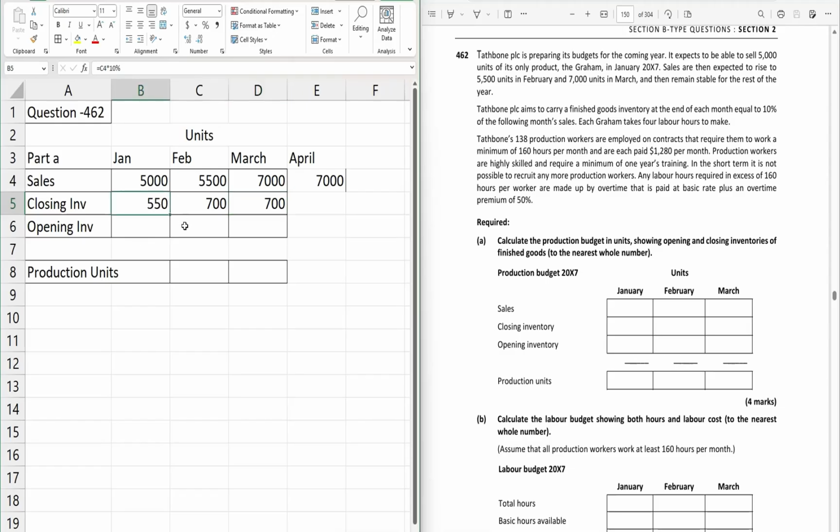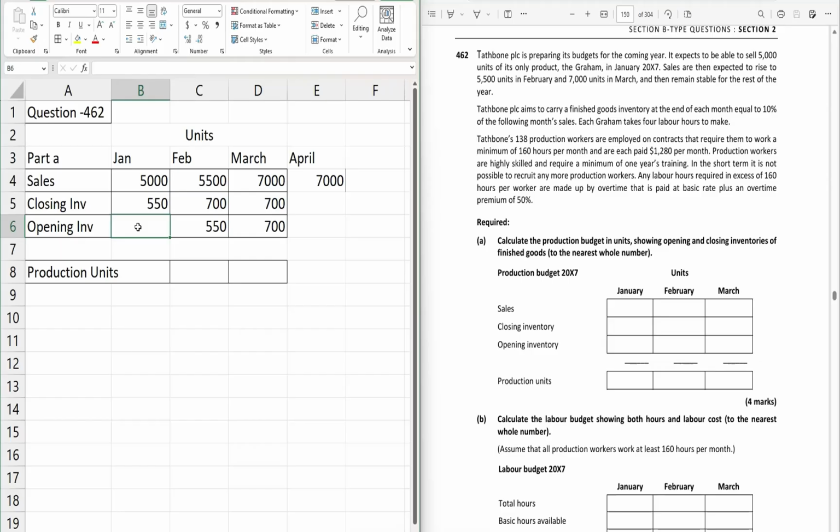This closing inventory will be the opening inventory for the month of March, right? Yes. And the closing of February will be the opening for March. But now, what will be the opening for January? This is quite tricky. If you understand the things, you will be able to solve this. What will be the opening inventory for January?